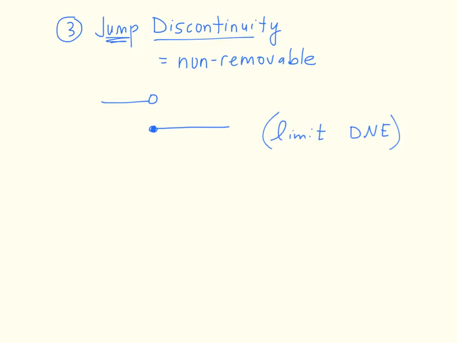Okay, our third type of discontinuity is known as a jump discontinuity. Sometimes it's called a step. So it's exactly what it sounds like. You can see that it's a jump down or a step down. This is another type of non-removable discontinuity. And this is not continuous because the limit does not exist at that point.